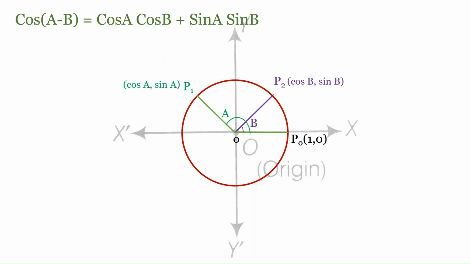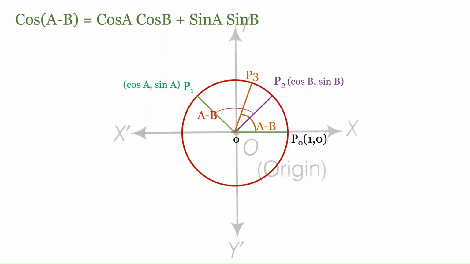We know that the angle P2 O P1 has the value A minus B, because this entire angle is A. From that, we have to subtract this small B so that we get the angle P2 O P1. Then this value will become A minus B here. With this measurement, we will identify a point P3 on the circle such that it makes an angle A minus B with the positive x-axis.